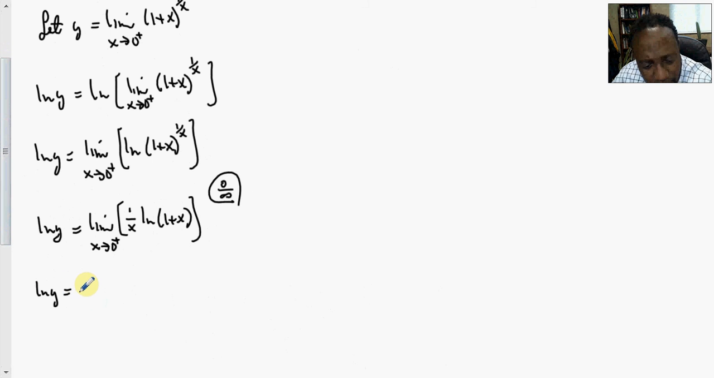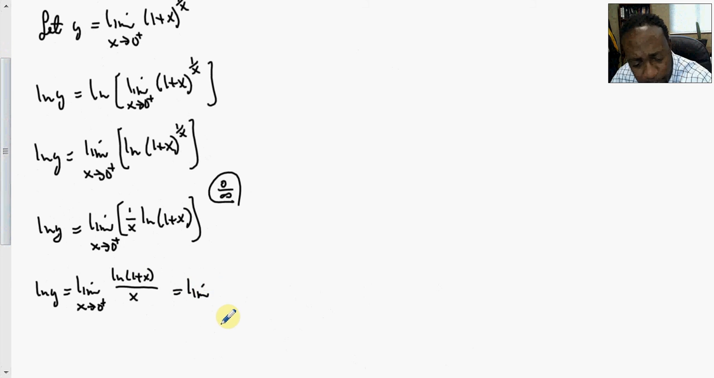So we have the natural log of y is equal to the limit as x goes to 0 from the right of the natural log of 1 plus x, and you just write that over x. Apply L'Hopital's here, so this gives us the limit as x goes to 0 from the right. The numerator's derivative is 1 over 1 plus x times the derivative of 1 plus x, which is just 1. So this is just 1 over 1 plus x divided by the derivative of x, which is just 1.